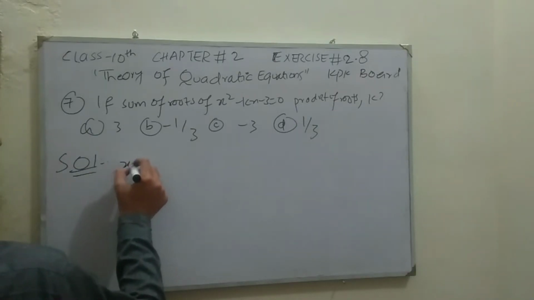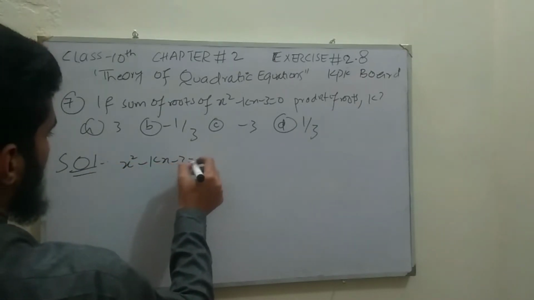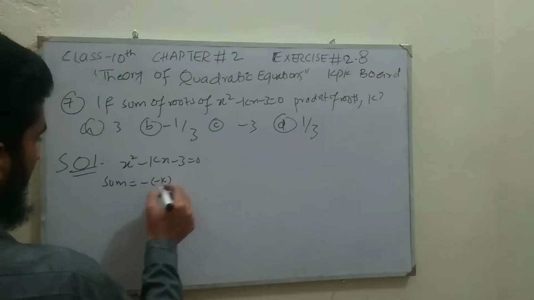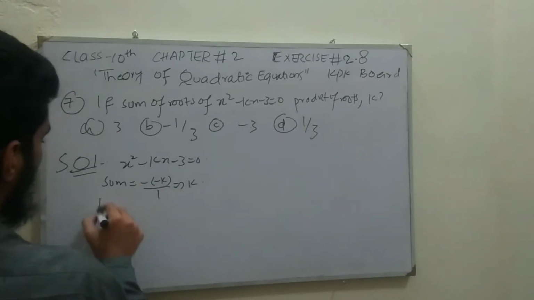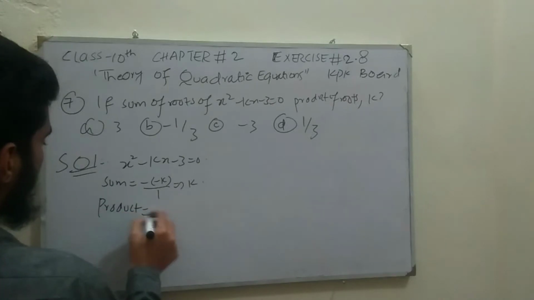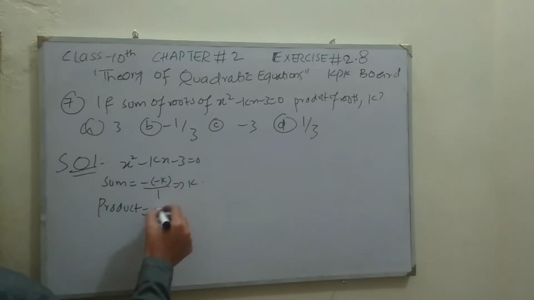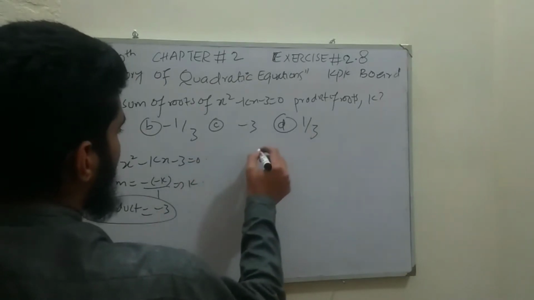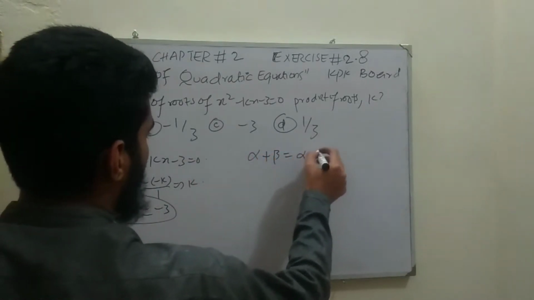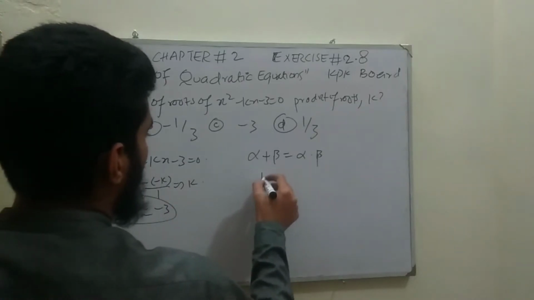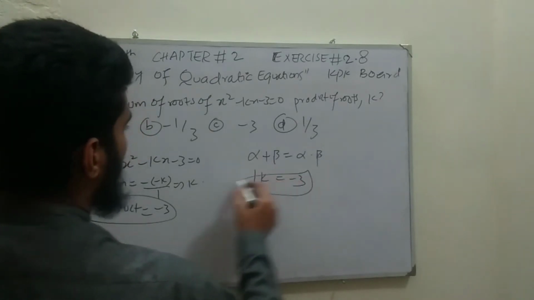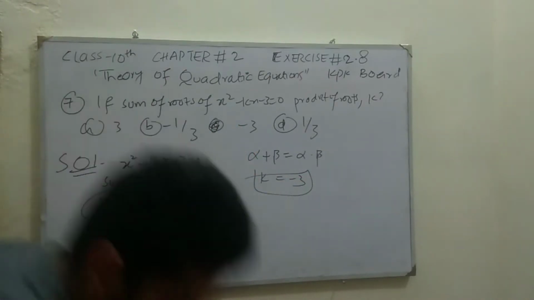Solution. We are given the quadratic equation x square minus kx minus 3 is equal to 0. So their sum will be equal to minus b divided by a, where b is minus k and a is 1. So the sum will be equal to k, and the product will be equal to c divided by a. C is minus 3 and a is 1, so it gives us minus 3. This is the product and this is the sum. The question says the sum of the roots of the equation is equal to the product. Let the roots be alpha and beta, so the sum of the roots is equal to the product of the roots. The sum is k, and our product is minus 3. So the value of k is equal to minus 3. So the correct option is option C.